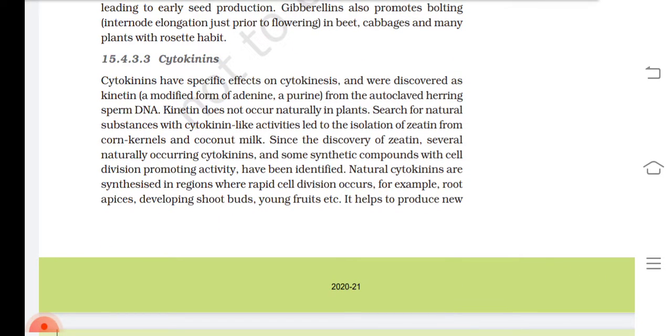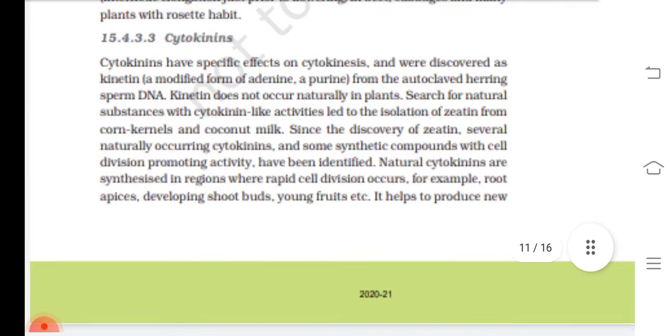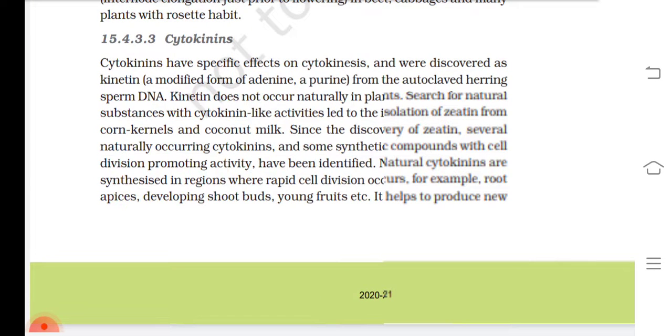15.433 Cytokinins. Cytokinins have a specific effect on cytokinesis and were discovered as kinetin, a modified form of adenine, a purine, from autoclaved herring sperm DNA. Kinetin does not occur naturally in plants. The search for natural substances with cytokinin-like activities led to the isolation of zeatin from corn kernels and coconut milk.